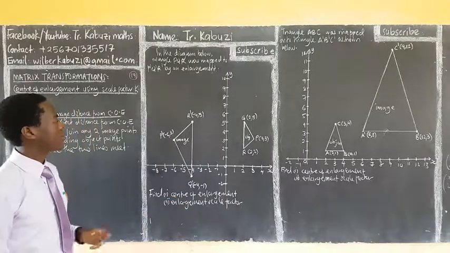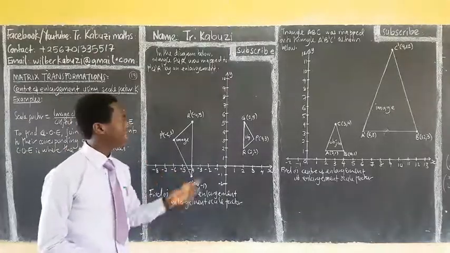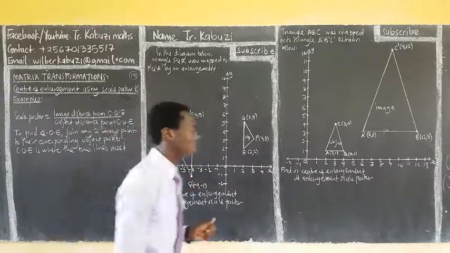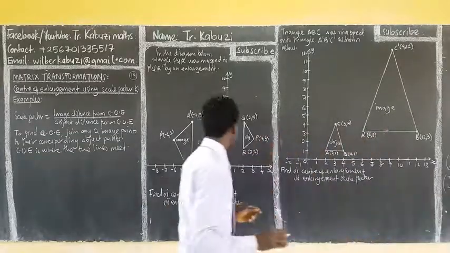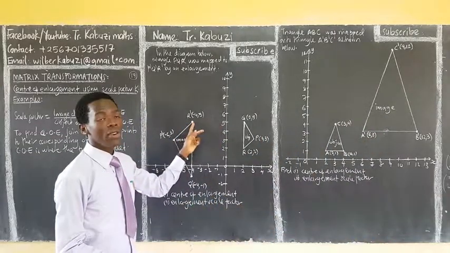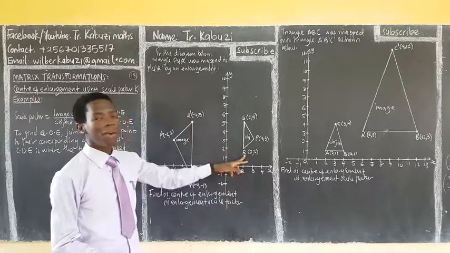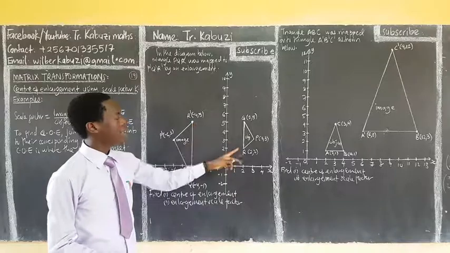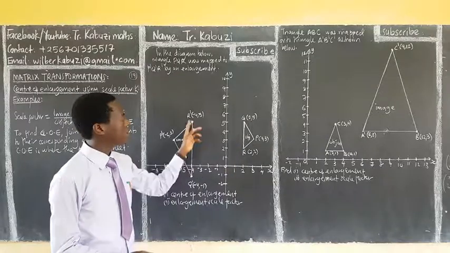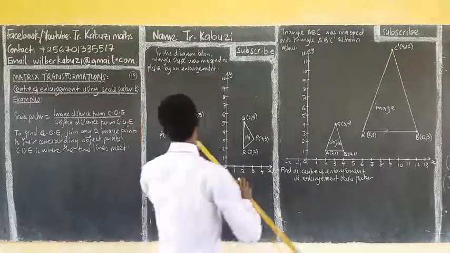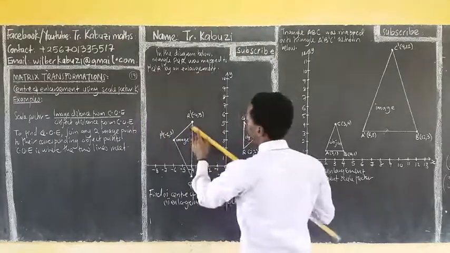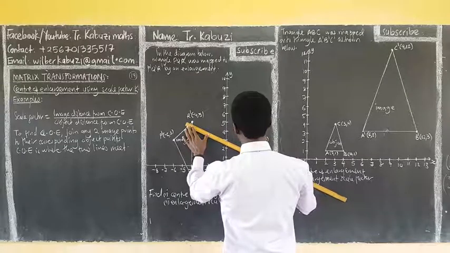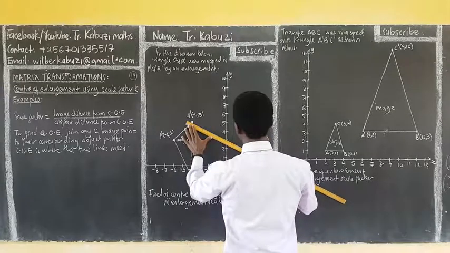What we will say to get the center of enlargement is, you join any two points of the image to their corresponding points of the object. Now, if R prime is here, I join it to the corresponding R of the object. So this is the image, this is the object. So I'm going to join R prime to R because they are corresponding. You get your ruler, then you join these two, like the way you see, I'm going to join them here.